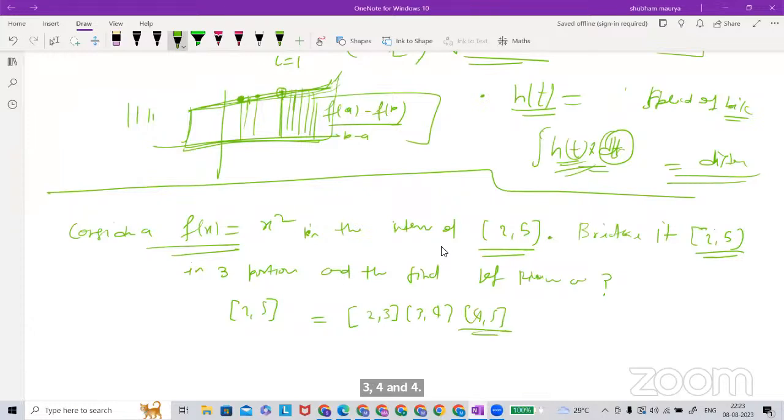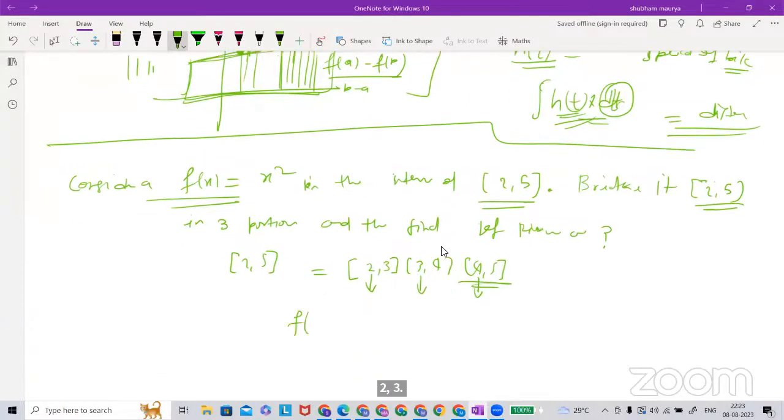And the left Riemann sum is what? With respect to 2, 3, 4, you will get the function values. So with respect to 2 the function value is f(2), and the width is 1. Plus with respect to 3, the width is 1. Plus with respect to 4, the function value and width is 1. So this is going to be your left Riemann sum.